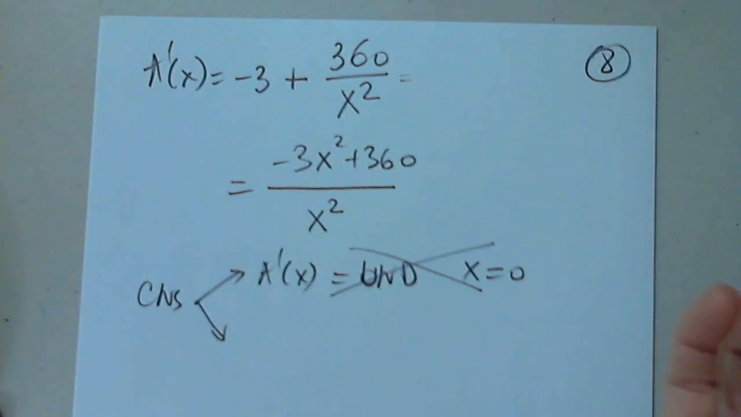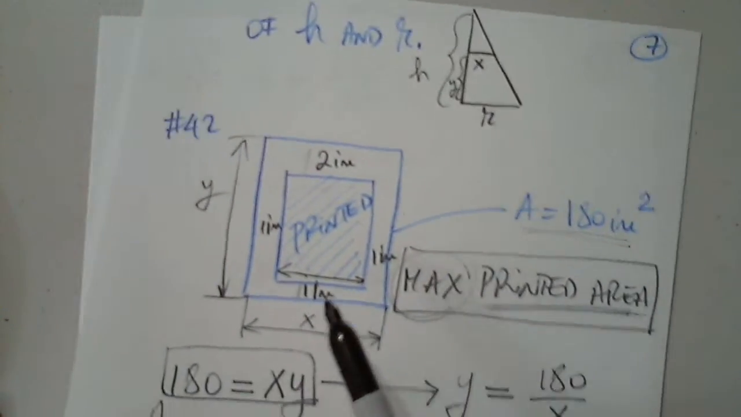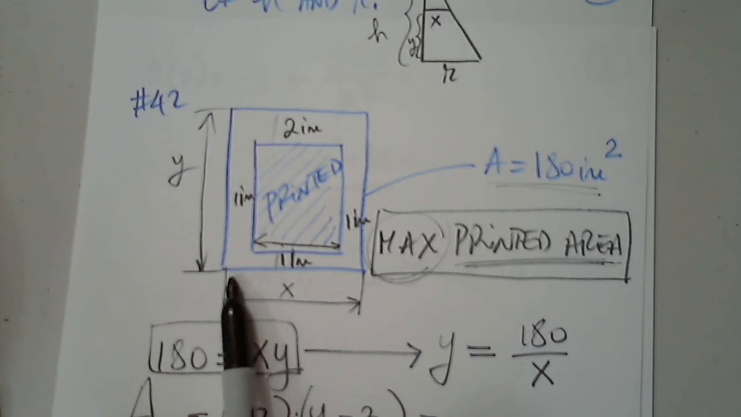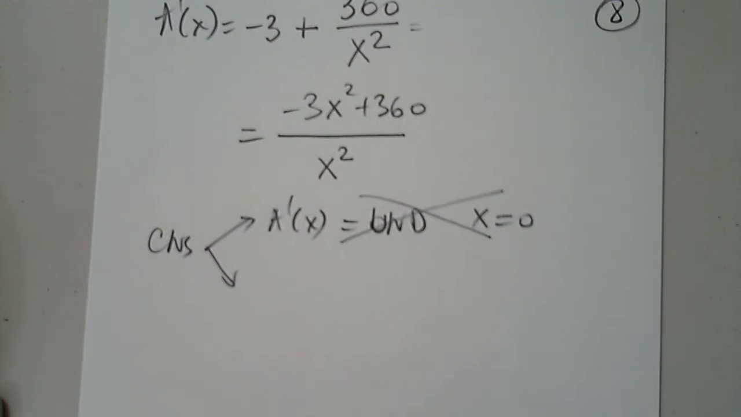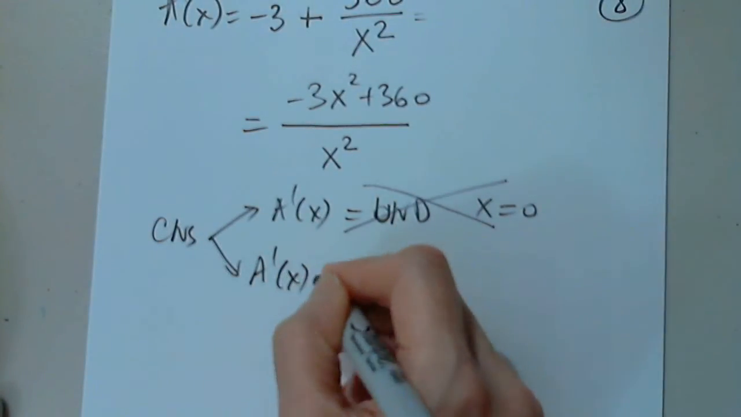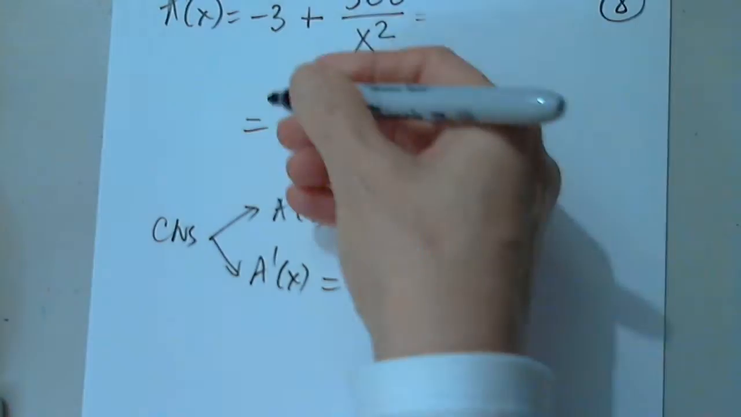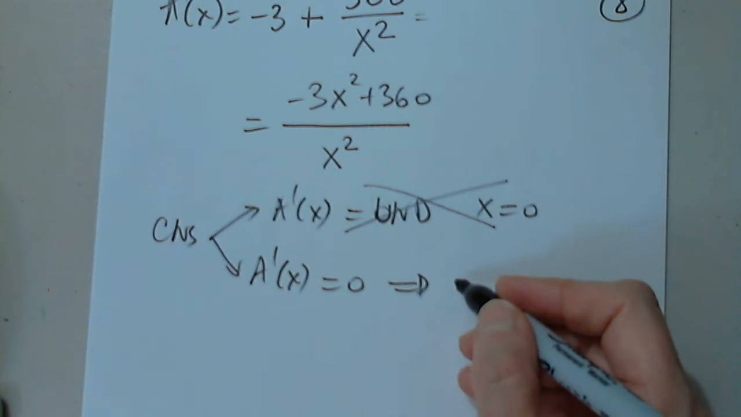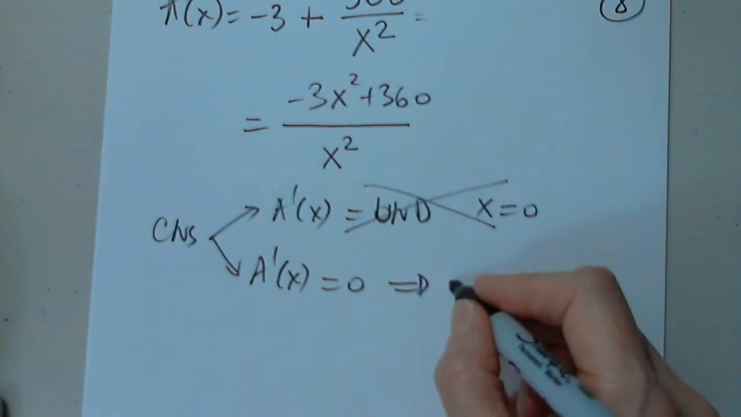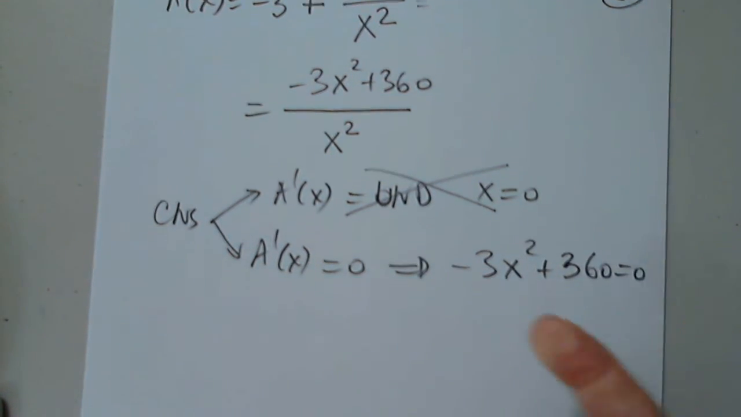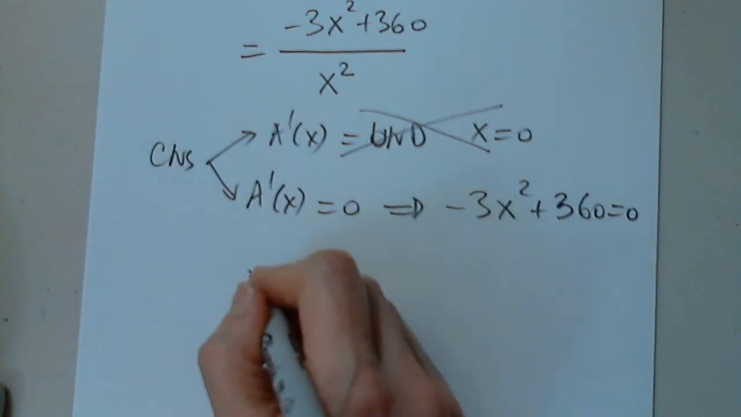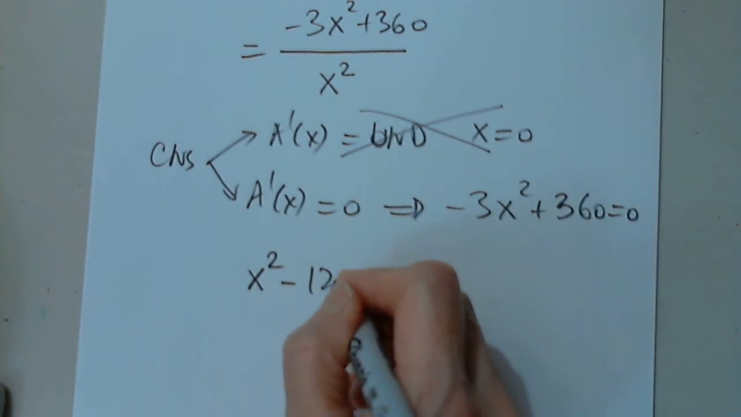How can it be 0? We are talking about this. How can it be 0? So nothing from undefined. So from f prime of x equals 0, which portion here has to be 0? Numerator. Yes. So I have -3x squared plus 360 equals 0. I'll divide both sides by -3. So x squared minus 120.